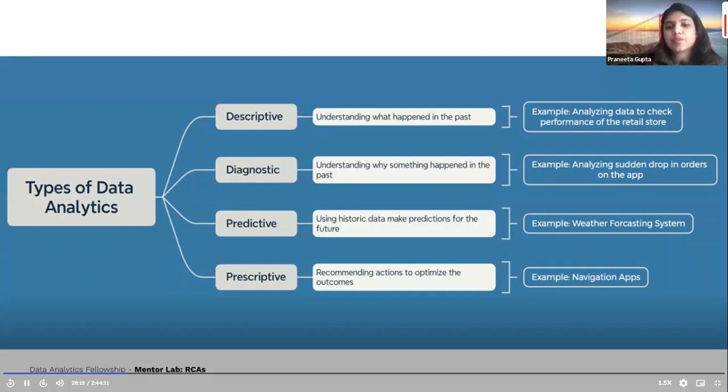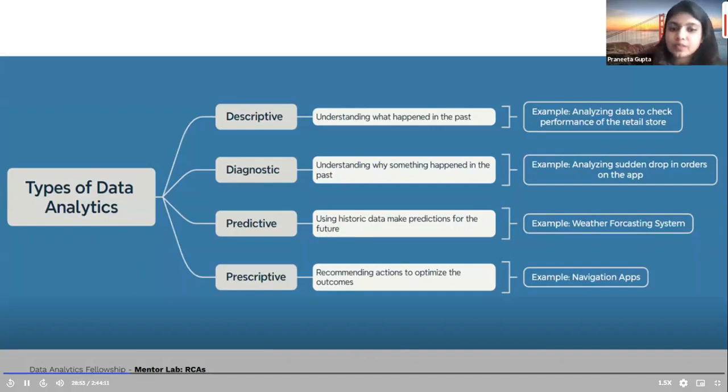Then comes predictive. So you're using the historic data to make predictions for the future. The weather forecast system is a very good example of a predictive model, where, based on say precipitation is this, humidity is this in the environment, there's no sun. So basis the previous data from say a couple of years, from a decade or something, they will make a prediction that this is what's going to happen. If certain circumstances are met, most likely rain is going to occur on that day.